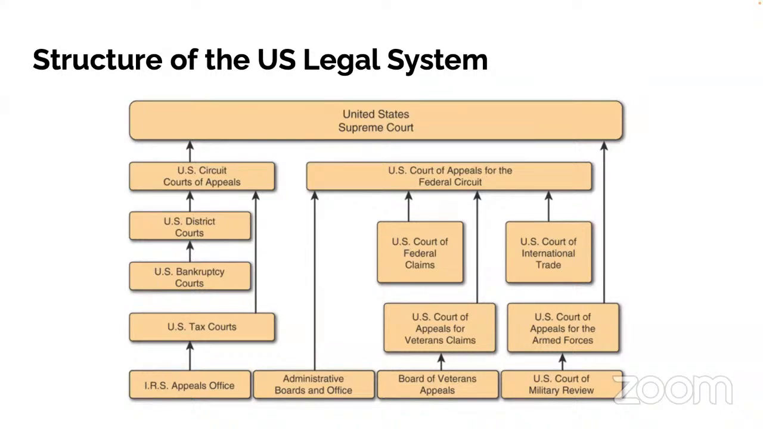And that section reads, the judicial power shall extend to all cases in law and equity arising under this Constitution, the laws of the United States, and treaties made, or which shall be made under their authority, to all cases affecting ambassadors, other public ministers and consuls, to all cases of admiralty and maritime jurisdiction, to controversies to which the United States shall be a party, to controversies between two or more states, between a state and a citizen of another state, between citizens of different states, between citizens of the same state claiming lands under grants of different states, and between a state or the citizens thereof and foreign states, citizens, or subjects.